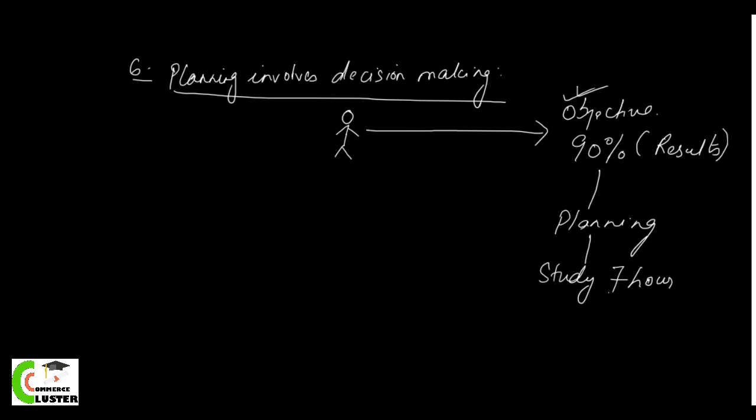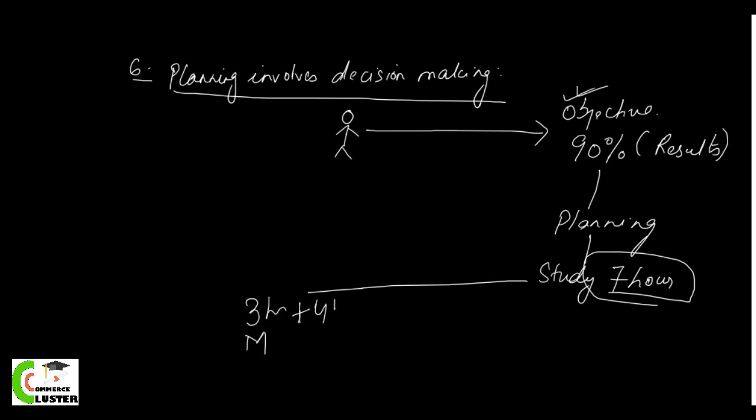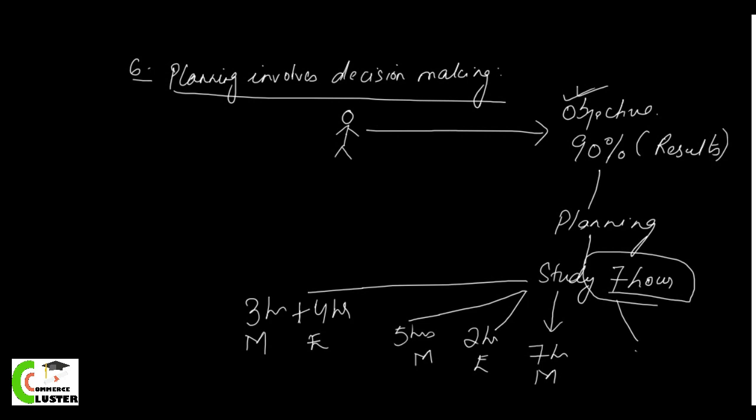This is your plan. And how will you study for this? How will you study for 7 hours a day? Some of the students may say that I will study 3 hours in the morning plus 4 hours in the evening. Some of the students will say I will study 5 hours in the morning and 2 hours in the evening. Some will say that I'll study 7 hours in the morning, and some will say that I will study 7 hours in the evening. So these are the various alternatives available for you in order to study 7 hours in a day so that you can achieve your 90% objective.